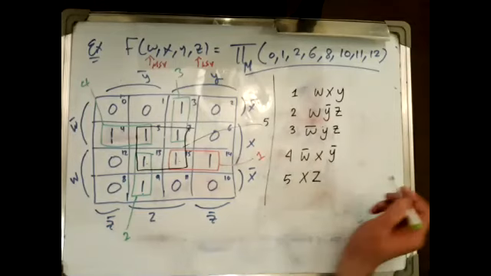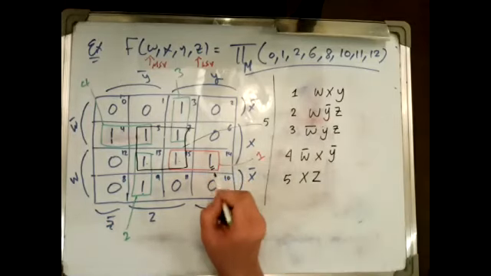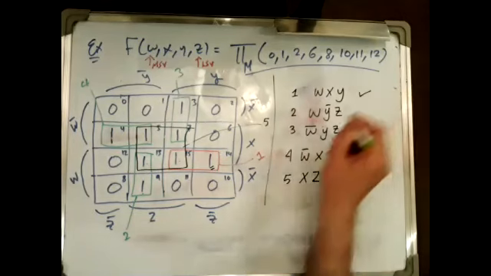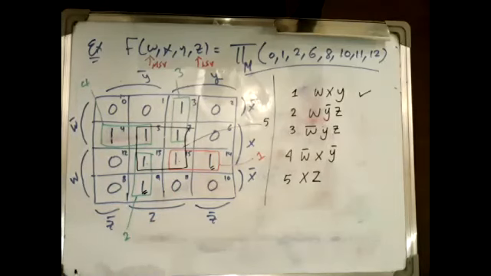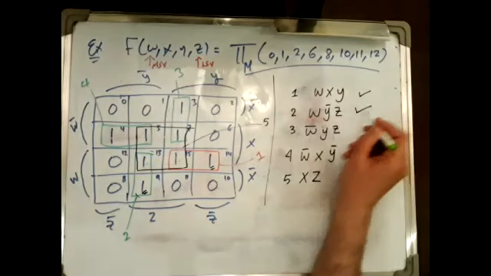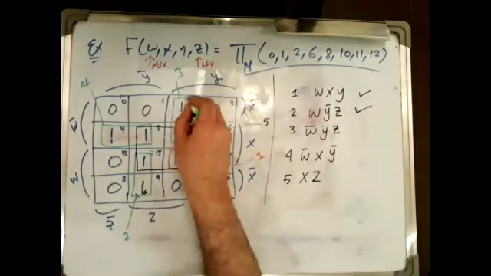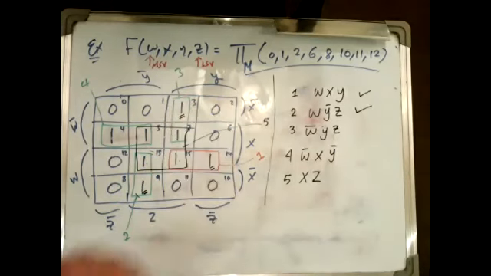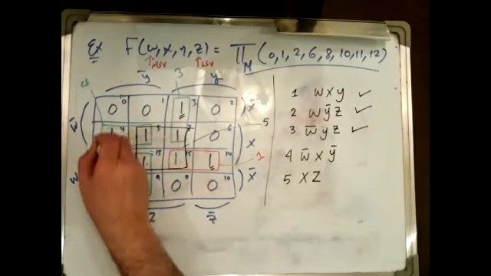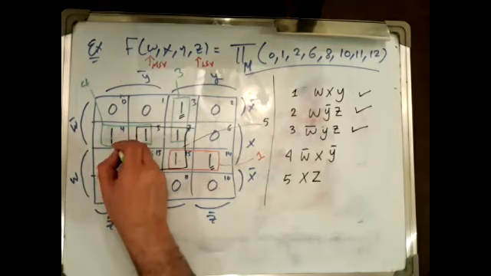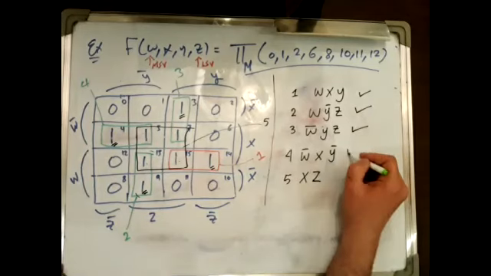If we look at 1, it contains this one that is only covered in prime implicant number 1, so it is essential. If you look at number 2, it contains this one, which is only covered in this prime implicant, so yes, it is essential. Number 3 is this one. If you look at this one, it is only contained in this prime implicant, so this is essential. If you look at 4, it contains this one, which is only included in this prime implicant, so this is essential.